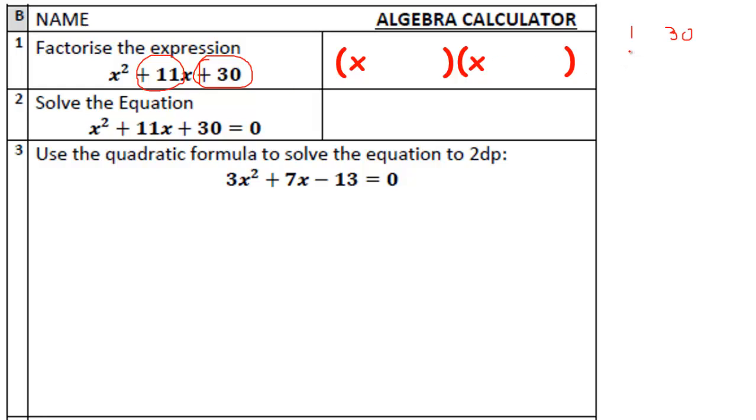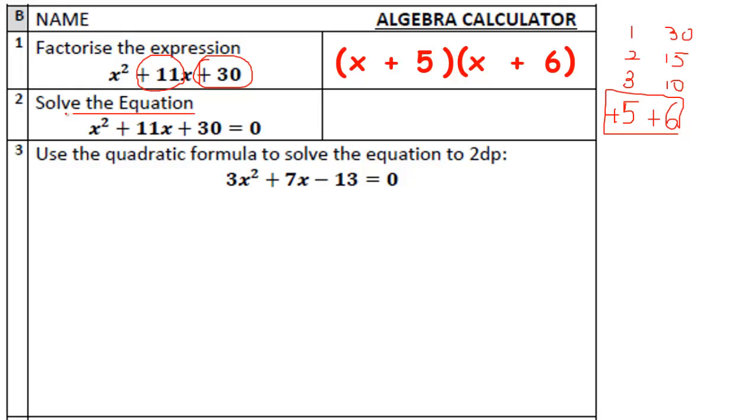So get the list: 1 and 30, 2 and 15, 3 and 10. Or I'm going to try 5 and 6. Now 5 and 6 definitely combine to give me 11, so I can put 5 and 6 there. I need to get positive 11, so actually they both need to be positive, right? So it's going to be plus 5 and plus 6. Okay, make sure you understand that and you're okay with this. This one's pretty straightforward because they're all plus signs there.